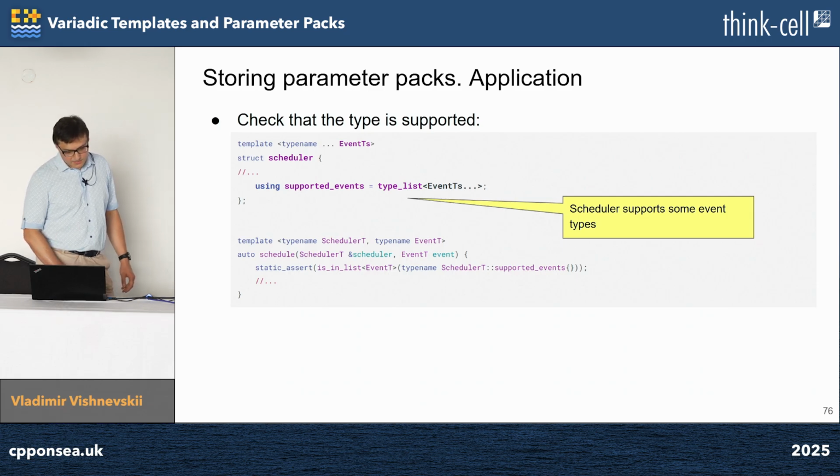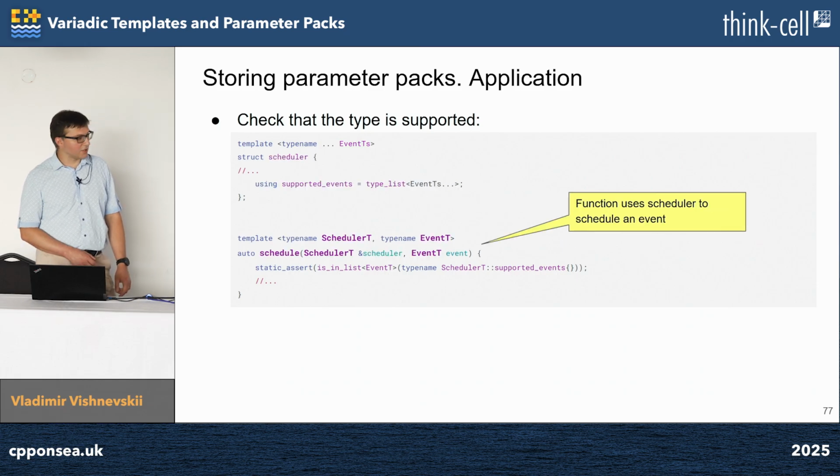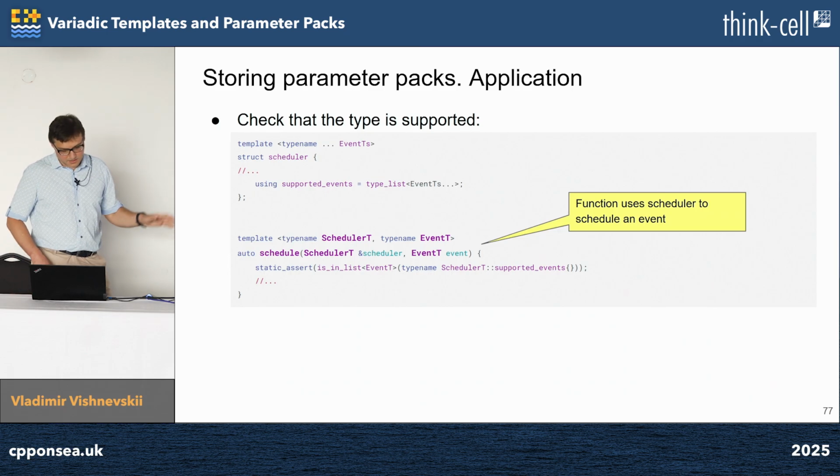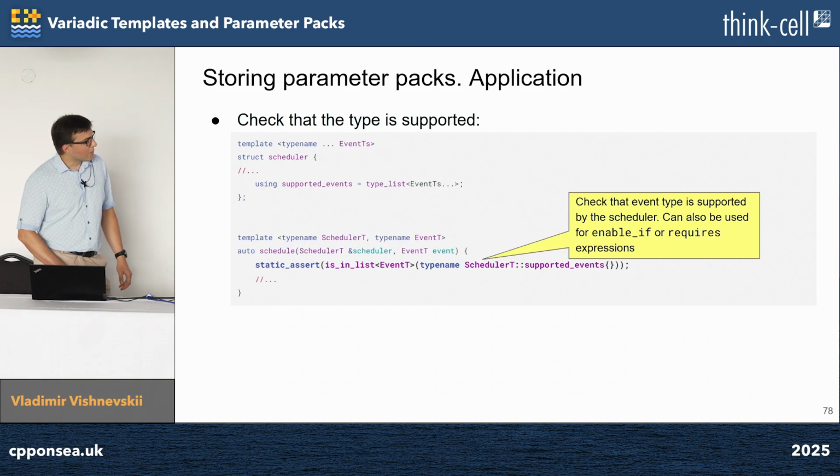So we can have then a standalone function that will be using the scheduler to schedule some event. And we can make it also a variadic function that will always be parameterized with the types of the events that the scheduler can handle. Or we can just make the scheduler just a template parameter, scheduler T here. Because that's how we can actually substitute the scheduler by some other implementation, by a mock. And inside, what we can do, we can just check if, for example, the type that we want to schedule is supported by the scheduler.